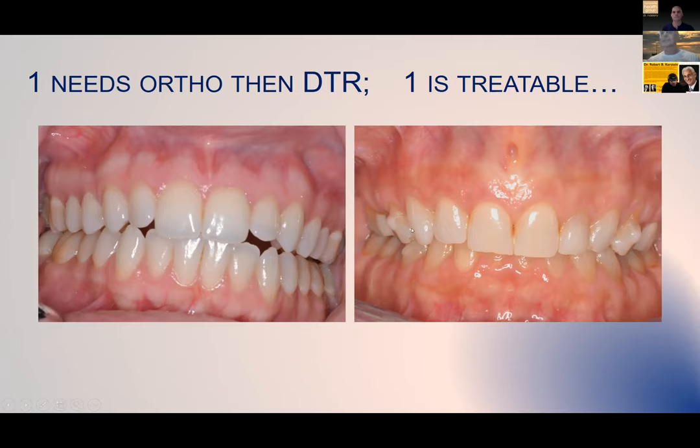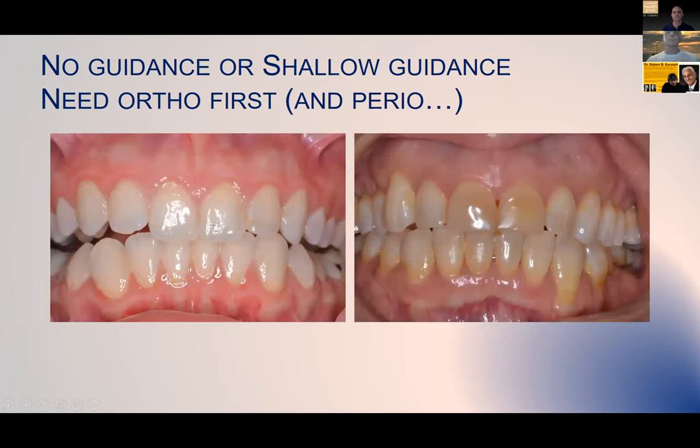This is a dentist. She had pain on her posterior teeth for years that went away in the same visit once she was discluded. This is a dentist who has been trained on DTR. So this is a patient that would need ortho, and this is a patient that needs ortho and perio.